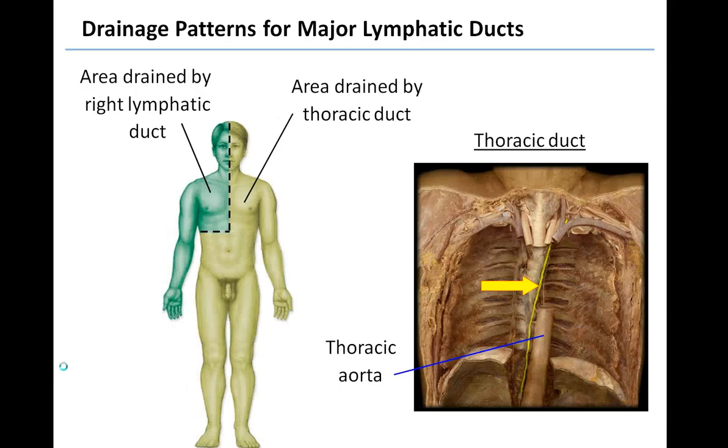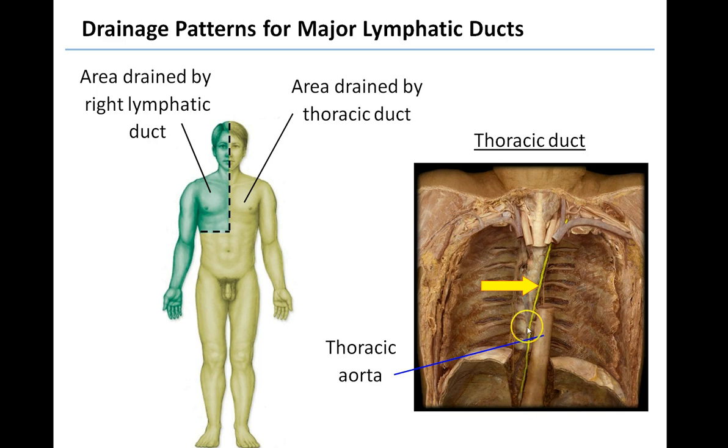This is showing you the drainage patterns for the major lymphatic ducts. On this side, we have the region of the body that is drained by the right lymphatic duct. So it's really the right upper quadrant, right side of the head, thorax, and the right upper limb. All the rest of the body, the lymphatic fluid from these regions is recovered via the thoracic duct.